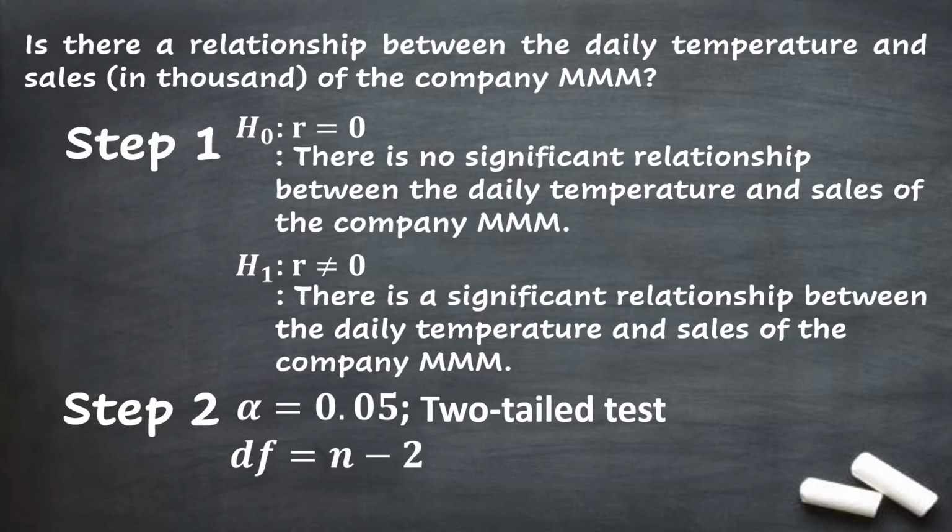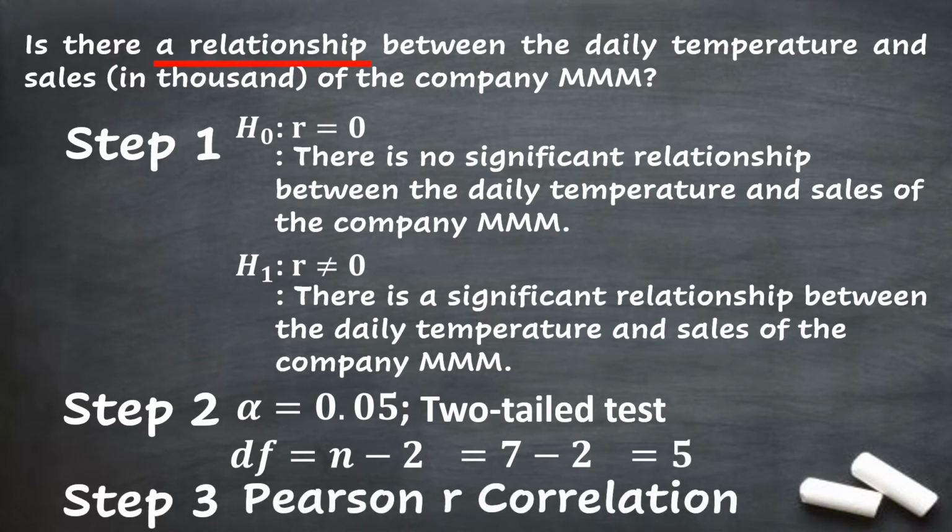For the degrees of freedom, the formula is n minus 2. n symbolizes the number of paired data given in the problem or in the table. As you can recall, we have 7 pairs of numerical data for this problem. So substituting, we will have 7 minus 2. And the value for the degrees of freedom is 5.